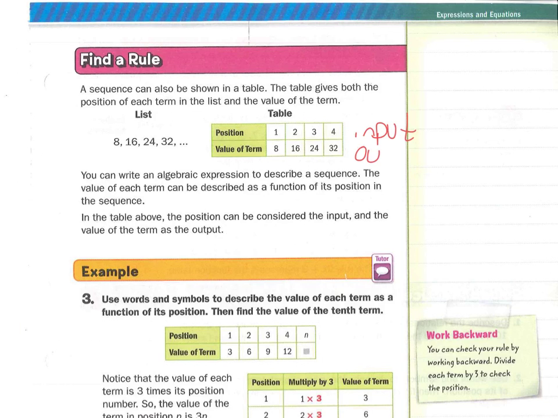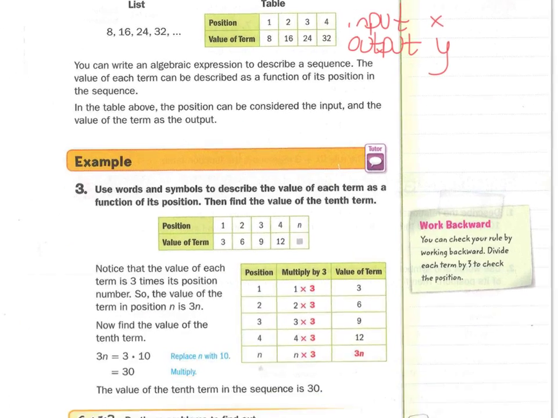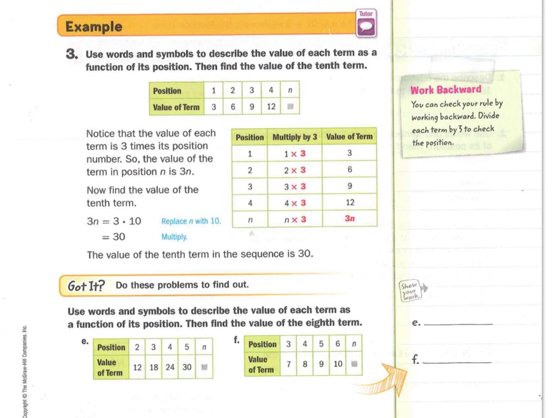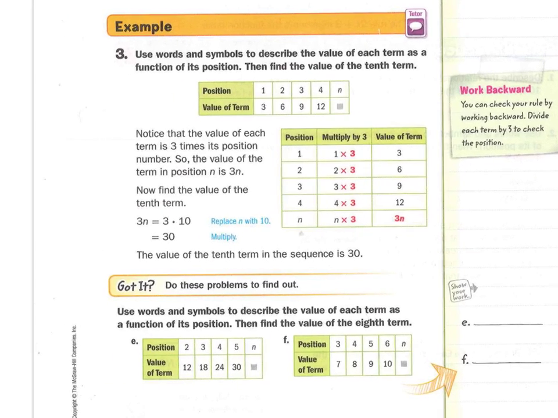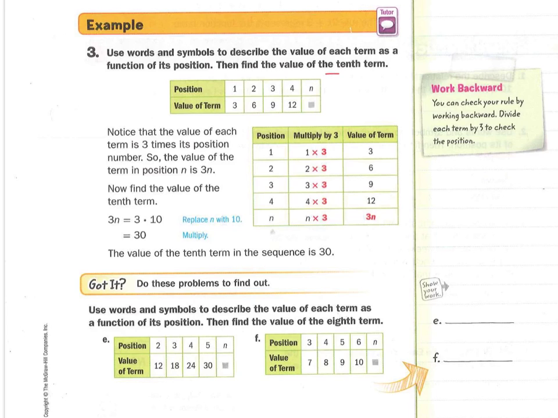And this is your output. You can also always think input is X, output is Y. Okay, so let's use words and symbols to describe the value of each term as a function of its position. And then you find the value of the 10th term, it says. So they want the value of the 10th term. When they say that, that means you're going to put 10 here for n.